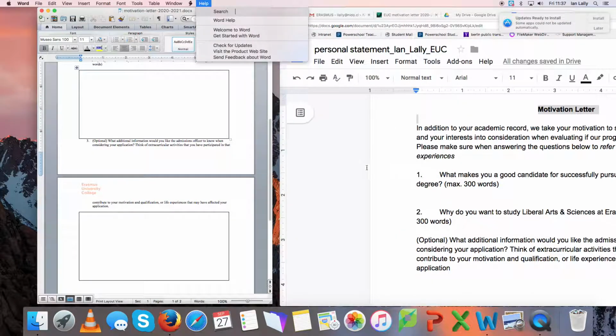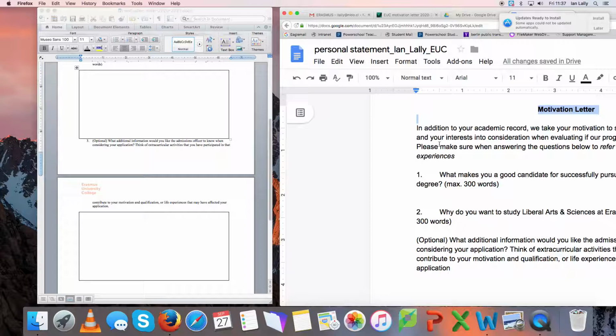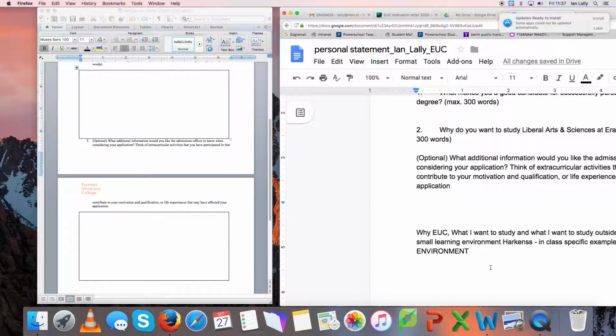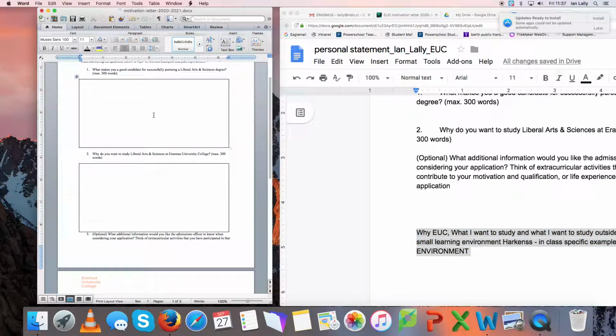Okay, so what happens when you're done? When you're done, you've gone back and forth with your university counselor three times about your drafts, if you need it. You're going to cut and paste your response. So let's just pretend this is my response. I'm going to cut and paste it back into the document. Make sure you reformat. You'll have to reformat.